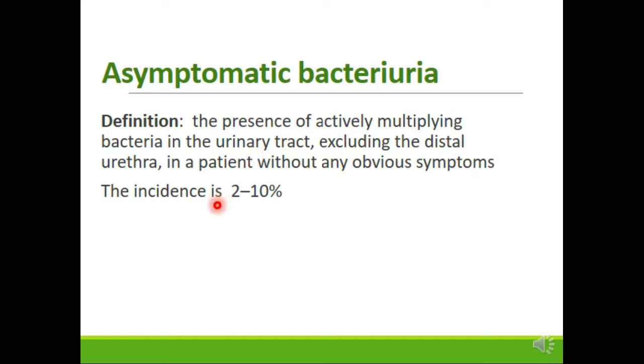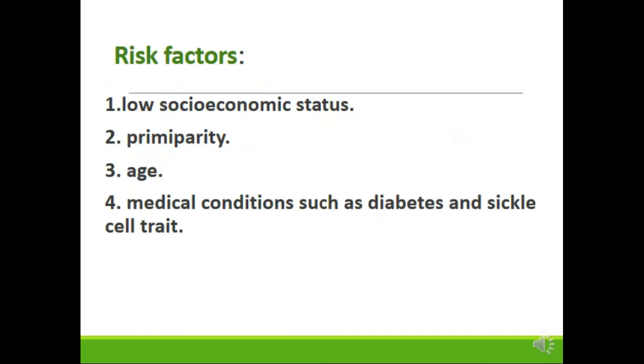The incidence is 2 to 10% in all pregnant women. Risk factors for asymptomatic bacteriuria: low socioeconomic status, primary parity, age. كل ما الـ patient كانت younger كل ما more susceptible for asymptomatic bacteriuria. Medical conditions such as diabetes and sickle cell trait. Those patients with these medical disorders are more liable for asymptomatic bacteriuria.